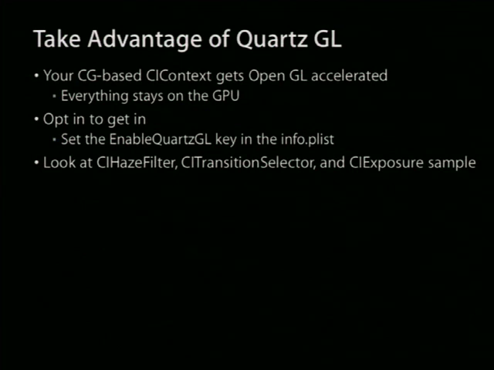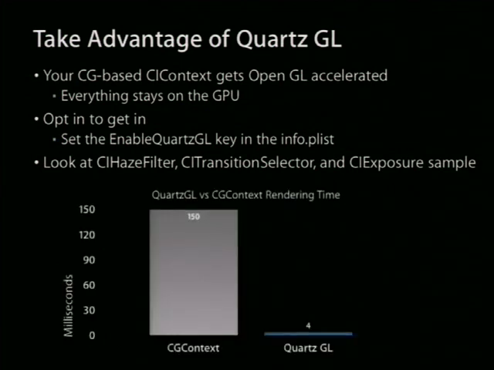Now let's see what the performance difference between those two is. On the left side, and I just did this as a quick test, the CI haze filter took about 150 milliseconds to render the old way, when I had a CG context and used the CI filter. If I turn on QuartzGL and opt into this, it takes 4 milliseconds. A little bit of a difference there.